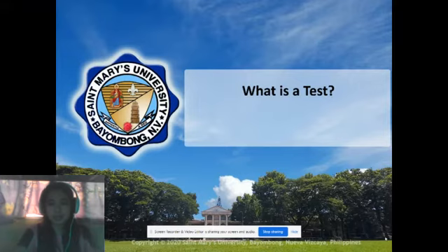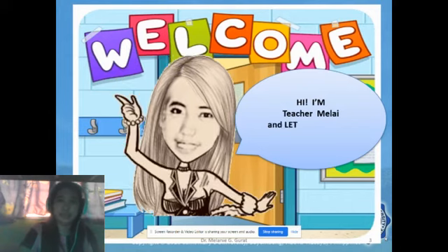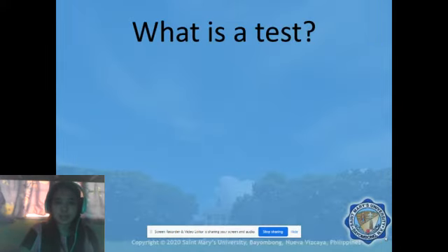So today, we're going to talk about the topic in test and scale construction, particularly to talk about what is a test. So I'm teacher Melai. So let us start with this question. What is a test? So you might think that test, of course, is assessment.